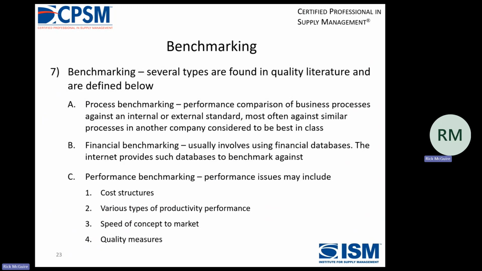Benchmarking. Several types are found in quality literature and are defined below. So you've got process benchmarking, you've got financial benchmarking, you've got performance. So process and performance are closely related, but process is business process against internal or external standards, most often another company. How efficient are you with the process? And performance has more to do with cost structures, various types of productivity, speed of concept to market, and quality measures.